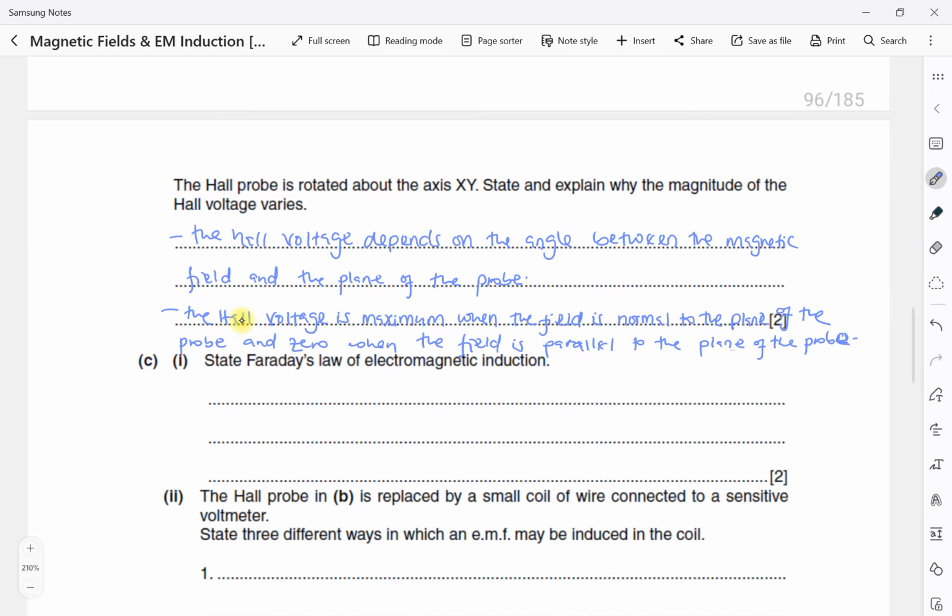Then state Faraday's law. Like I said, every time I restate this law, it's because I want to use it to explain something. State Faraday's law of electromagnetic induction.